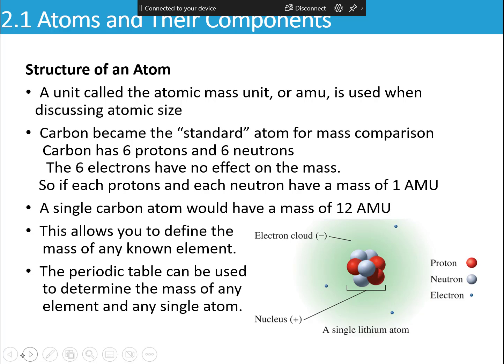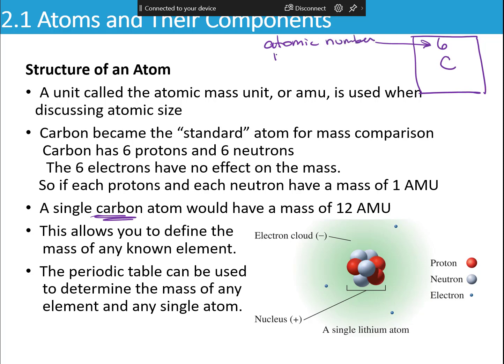So there's the example here. They started off and they said, well, we're going to make carbon our standard, kind of like they did with water for density, boiling point, and melting point. They were looking for something that was pretty much consistent. So they said, all right, we're looking at carbon. On the periodic table, the number that is above the symbol is the atomic number.